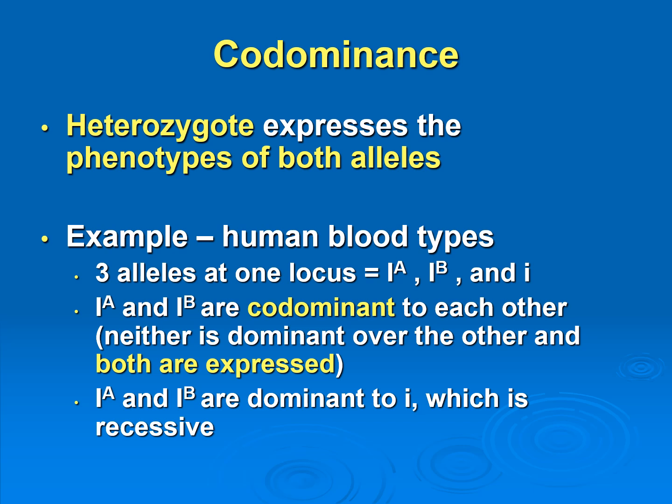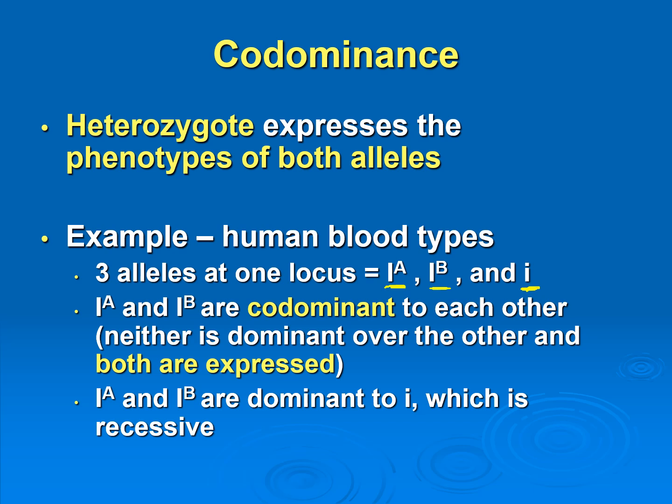Okay, and then we have codominance. In codominance, the heterozygote is going to express the phenotype of both alleles. A good example of this is human blood types. In human blood types, there are actually three alleles. There's an I with an A, that's one allele. There's I with B, that's a second allele, and then there's little i. That's your third allele.